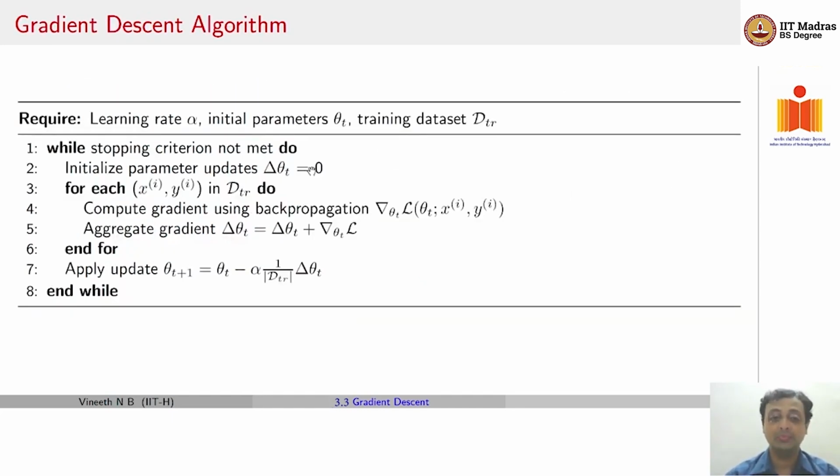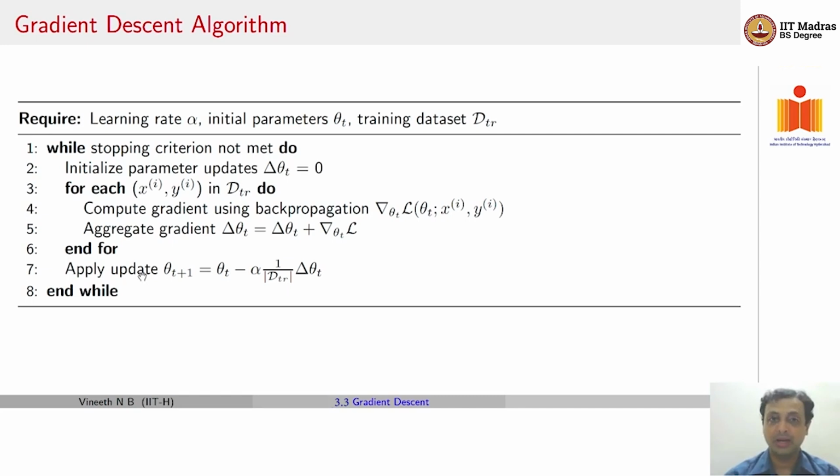Here is the gradient descent algorithm. You are given a learning rate. You have some initial parameters theta t and a training data set dtr. As long as the stopping criterion is not met, you initialize your parameter updates, and for each point in your training data set, you compute your gradient using backpropagation of the loss function with respect to each of your parameters, and you aggregate your gradients in your delta theta variable. Once again, just to remind you, delta theta denotes the change in variables, grad L denotes the gradient.